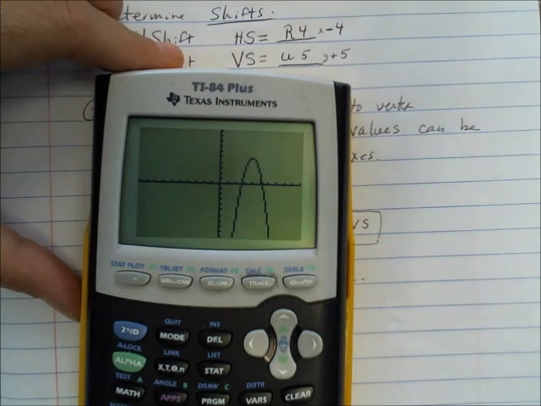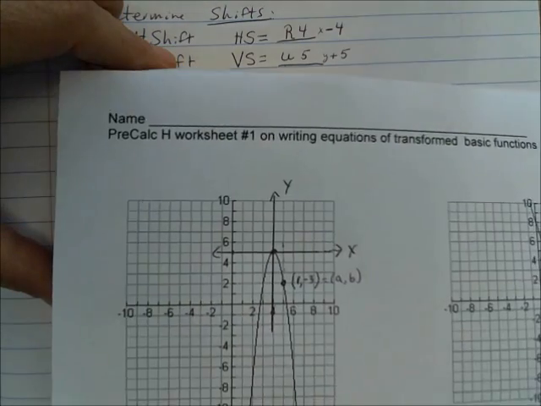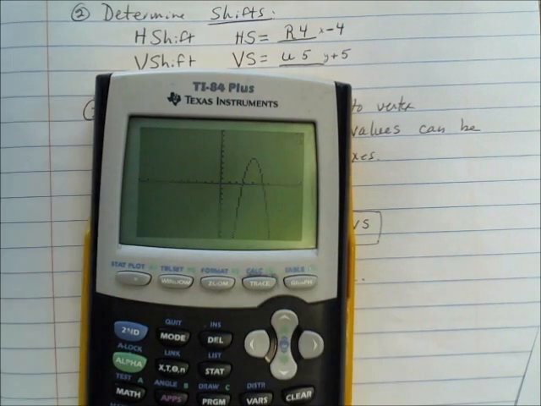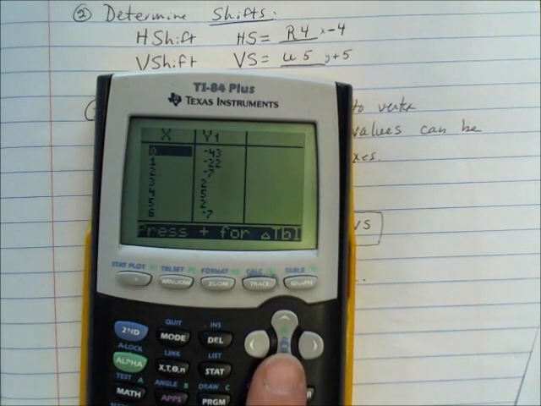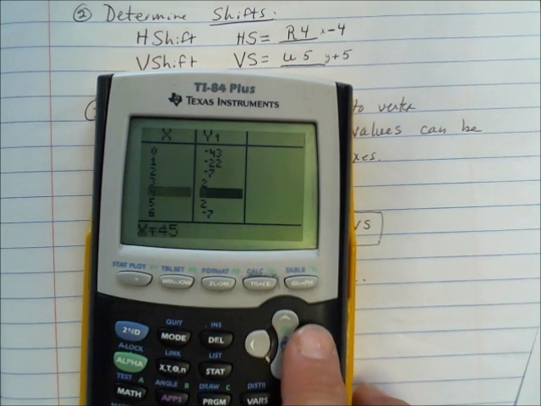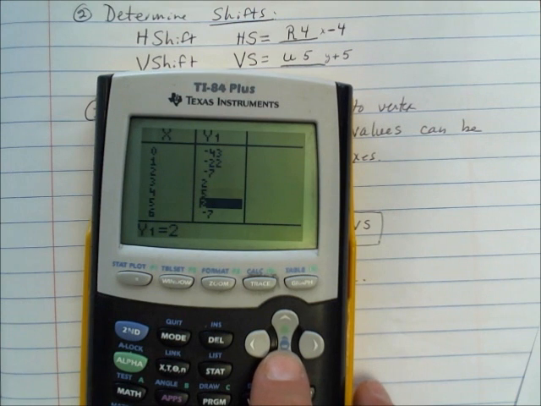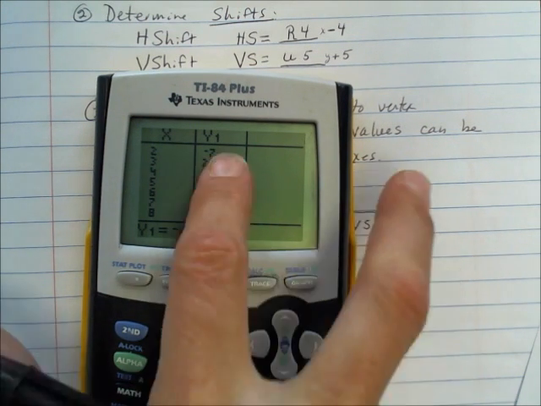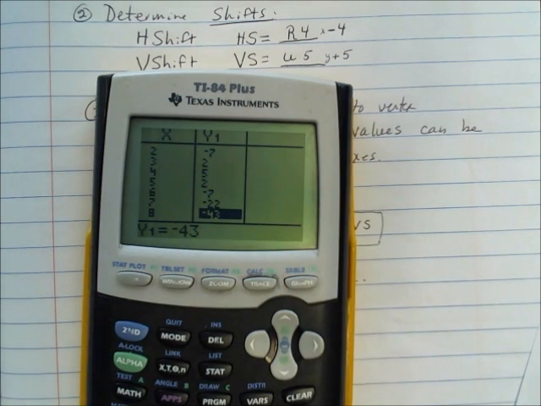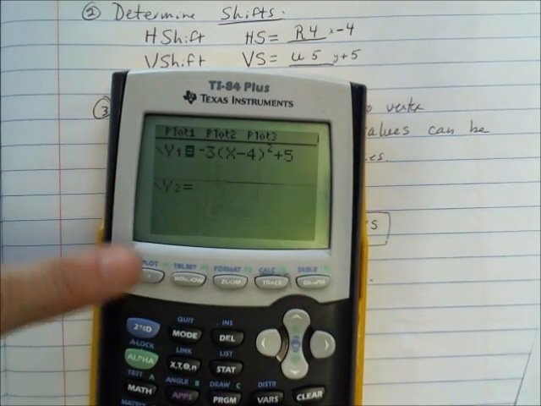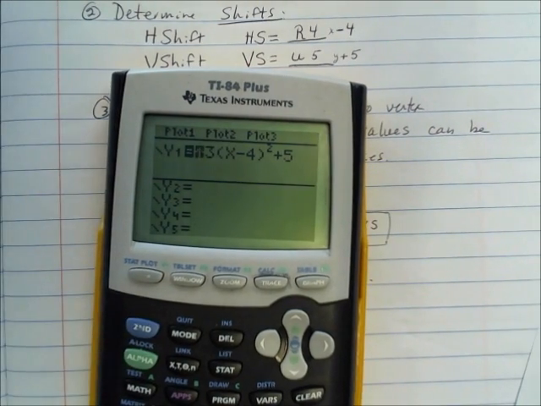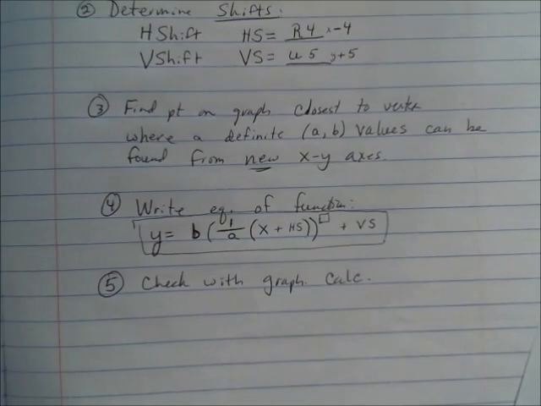Looks like what I gave you on the worksheet. They look pretty much the same, and you can take a look at the table of values, and our table of values had 4, 5 on it. Yep, there's 4, 5. It also had a 3, 2 on it and a 5, 2 on it, and all of those values here are on the original graph that I gave you, so we're all set. That means it checks.